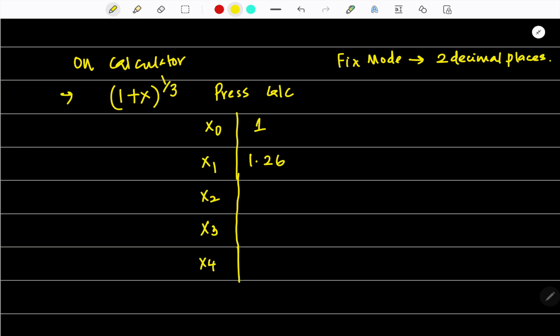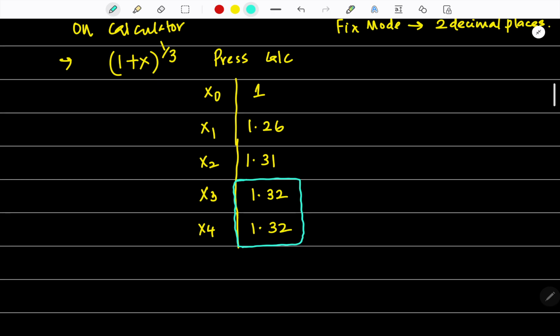Then again press calc. You just give 1.26. Press equal. You're getting 1.31. Again press calc and then press 1.31. Press equal. You're getting 1.32. Again press calc and then press 1.32. Press equal. You're getting 1.32. Yes. So the successive iterations are same. So we are going to stop it here. So therefore, the positive root, or you can simply write root of the equation is 1.32. It's very clear, everybody?